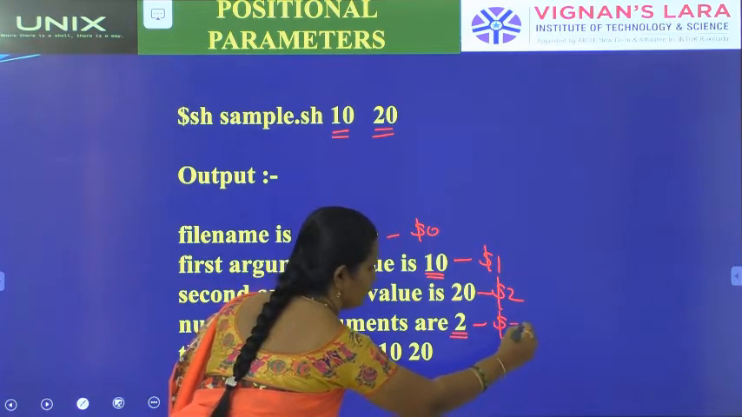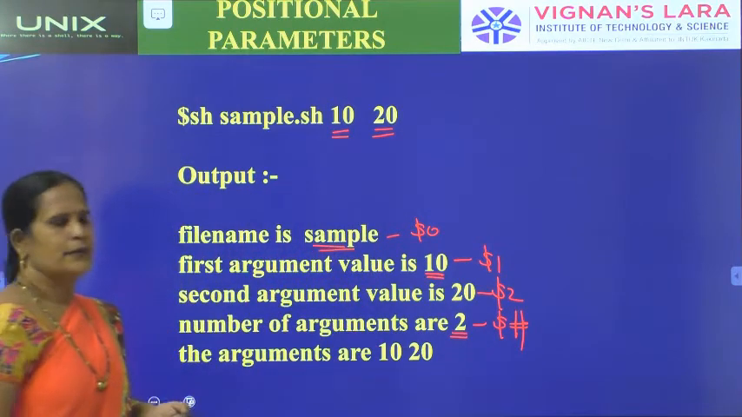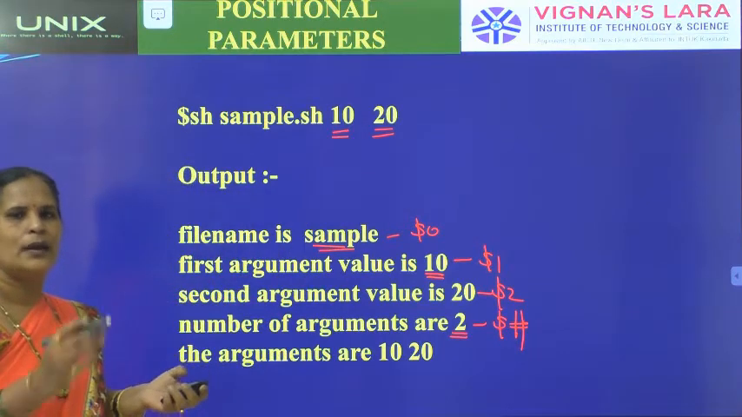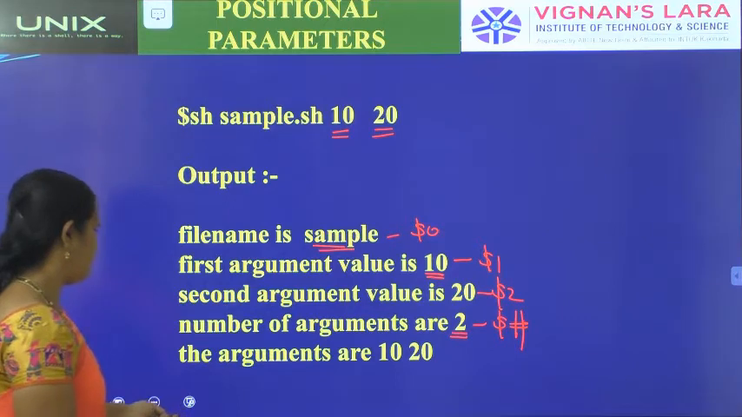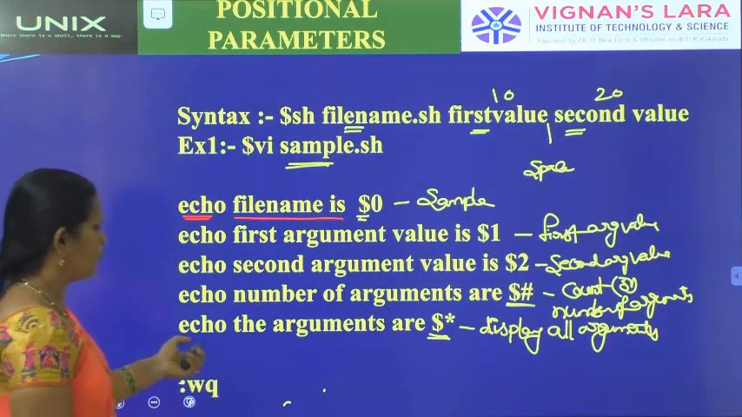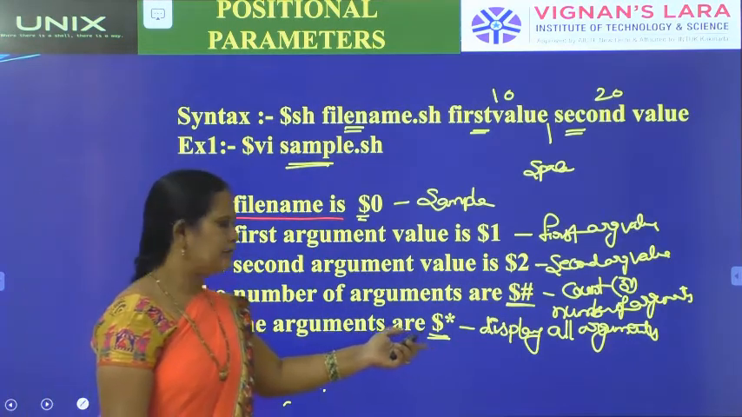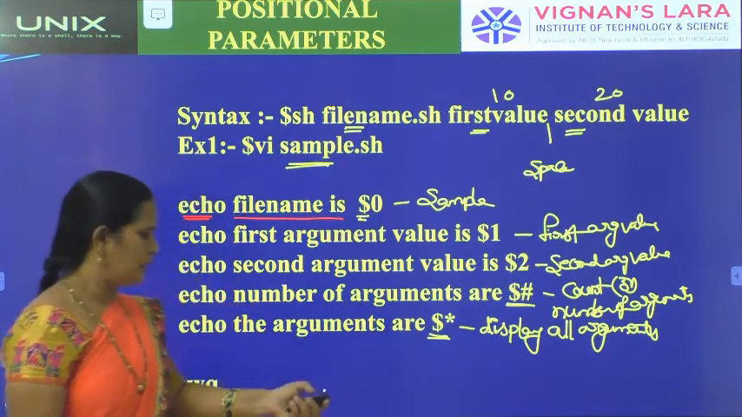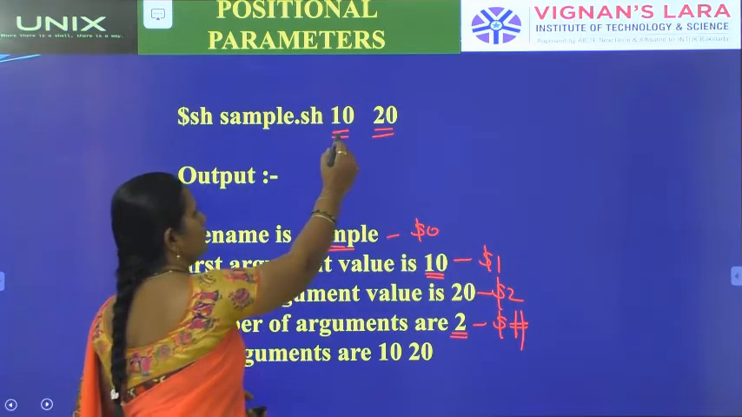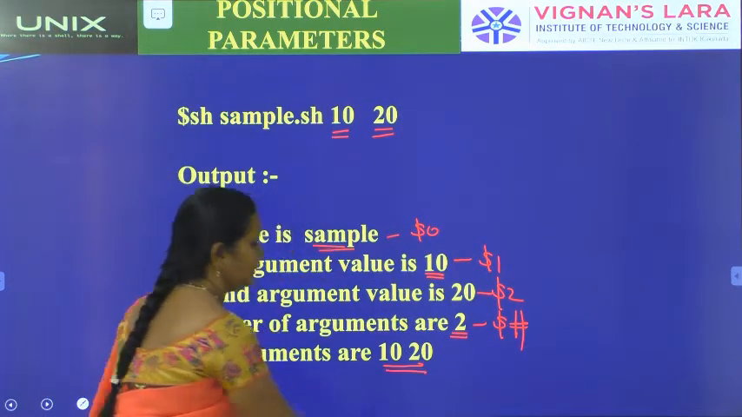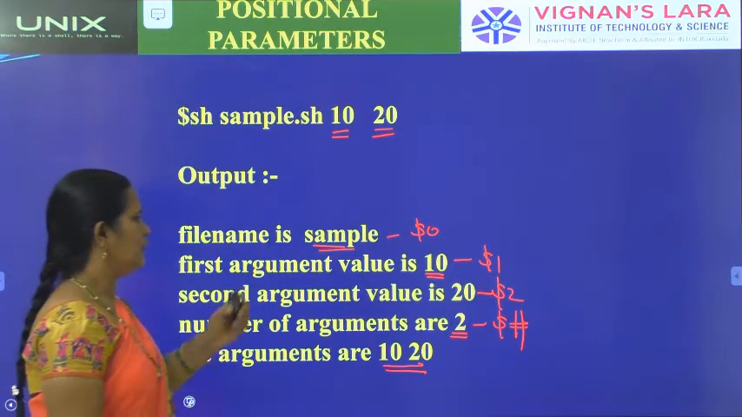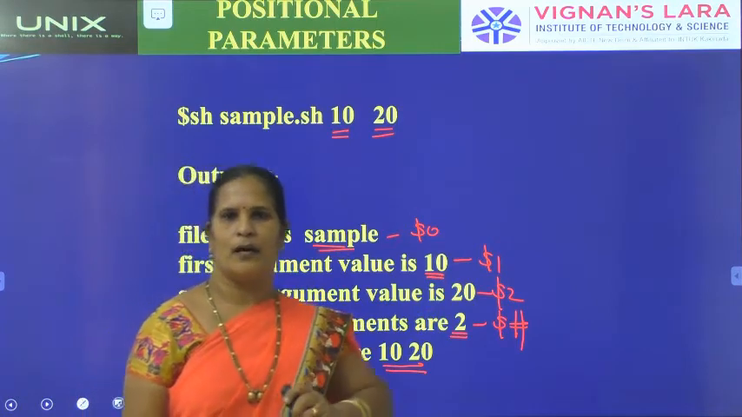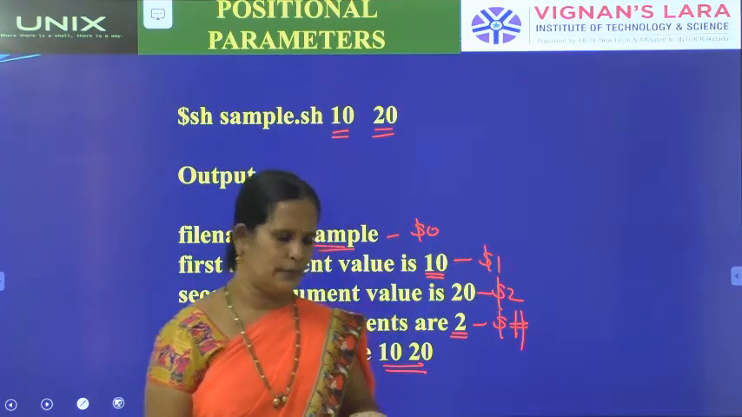Count means that is specified by $#. Similarly, in order to view the submitted argument values, we have to specify $*. Echo "The arguments are" means it's going to display the message, followed by $*. $* means it's going to display the arguments 10 and 20, the submitted arguments. This is about how to submit the arguments to the shell script.